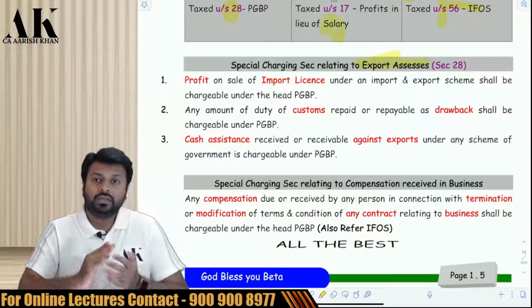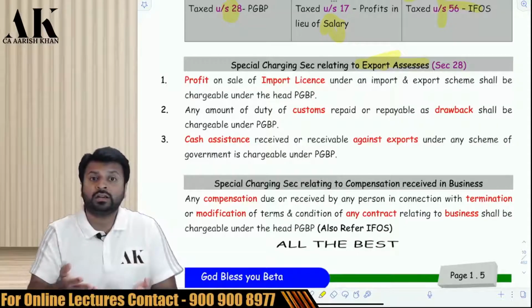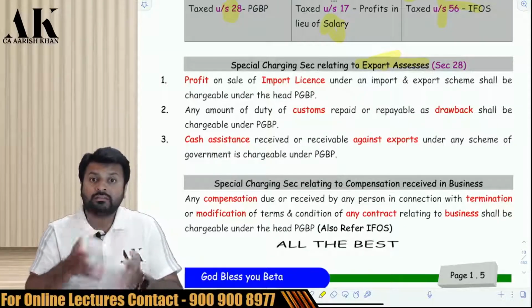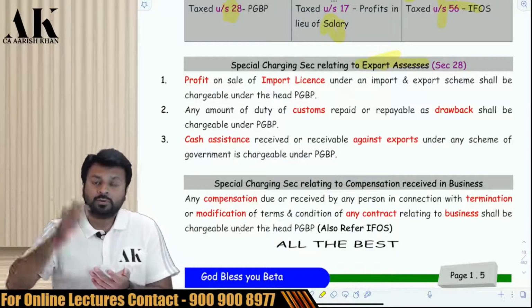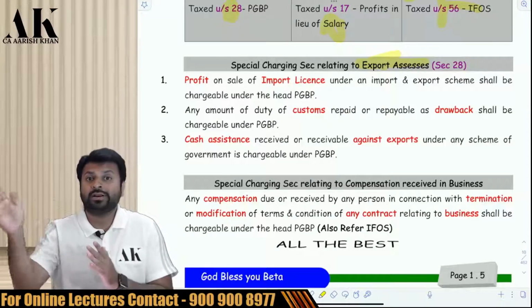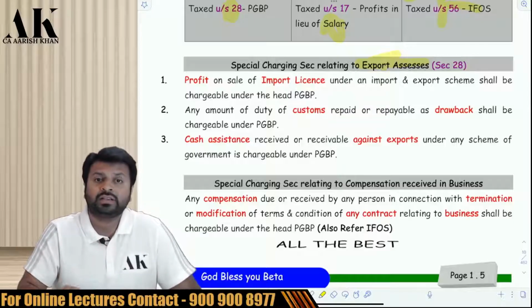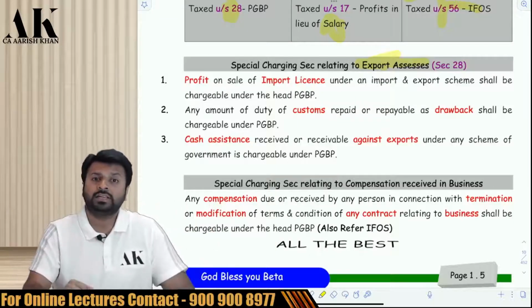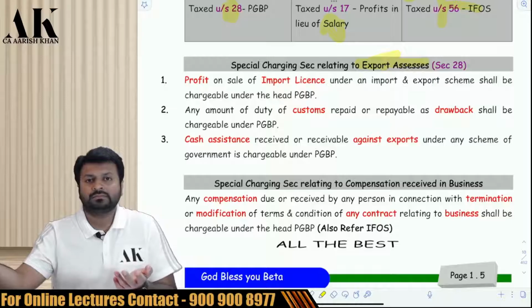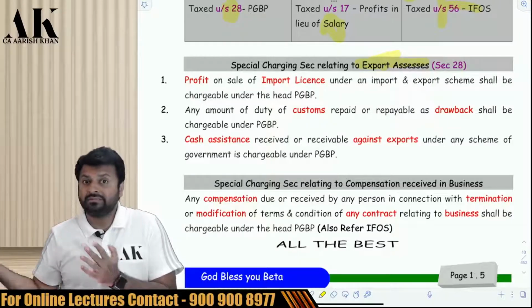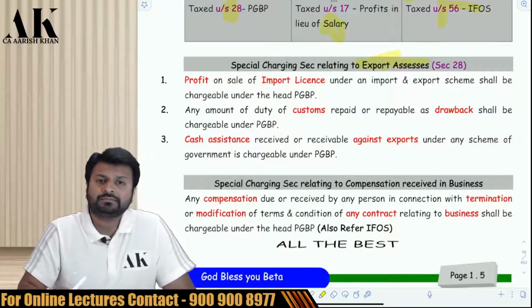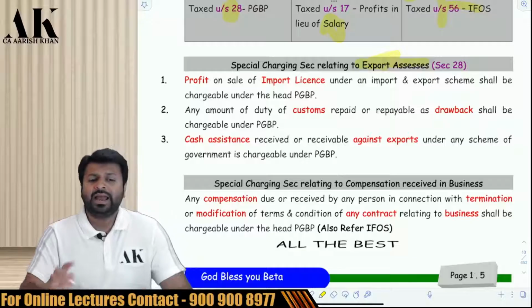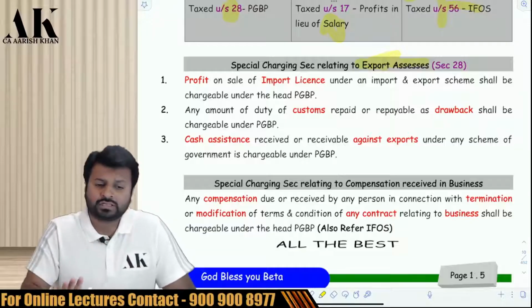Third, doing exports is great for the country. The government should give some kind of benefits to you for doing exports. Exporters will always be kept at a priority as compared to non-exporters by the government of India, because exporters bring foreign currency into India. So if you are exporting something and the government is giving you some cash assistance for that, that cash assistance is also chargeable under the head PGBP. So duty drawback is chargeable, profit on sale of import license is chargeable, and cash assistance against export is also chargeable under the head PGBP.